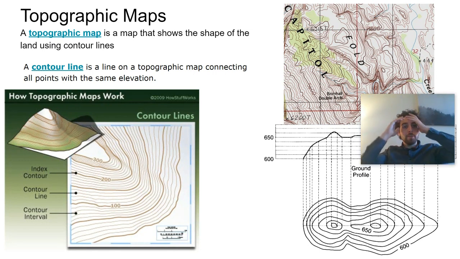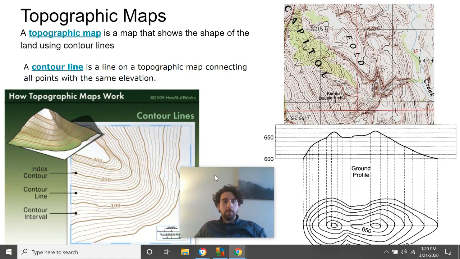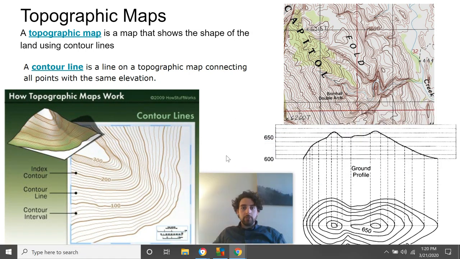Anyways, let's talk about topographic maps. A topographic map is a map that shows the shape of the land using contour lines. And a contour line is a line on a topographic map connecting all points with the same elevation.